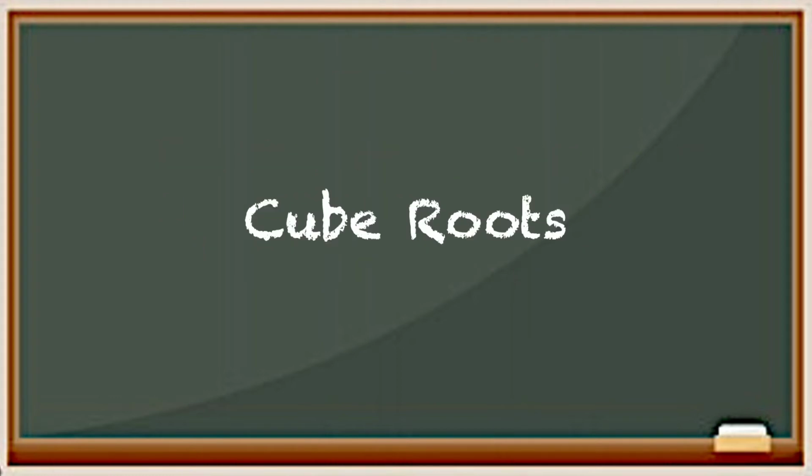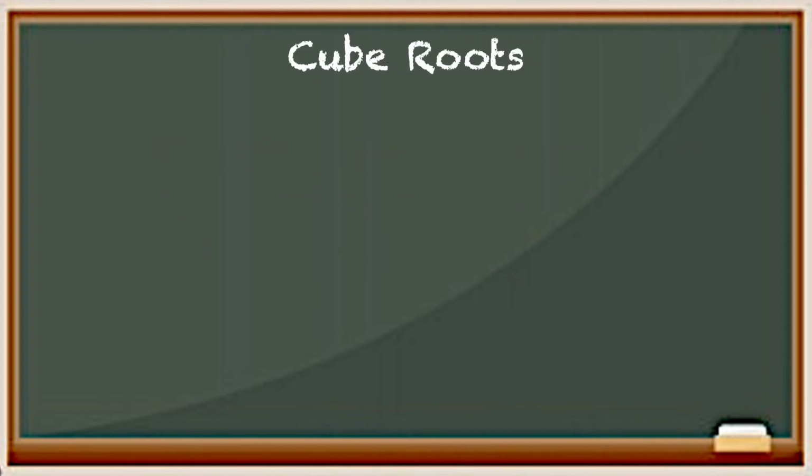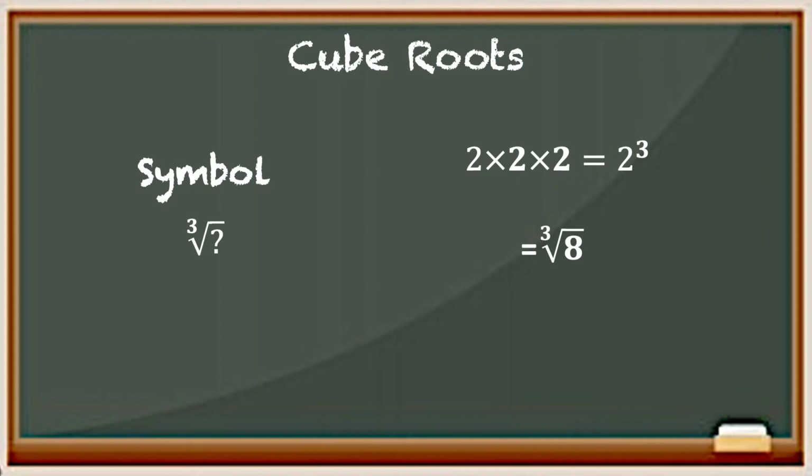So now we're going to talk about cube roots. Cube roots are represented by the following symbol. It is different than square roots because it has a 3 and not a 2. The best way to describe it is that when you multiply a number by itself 3 times, you are cubing the number. Therefore, to undo this, you're going to take the cube root of the number, shown here in this example.